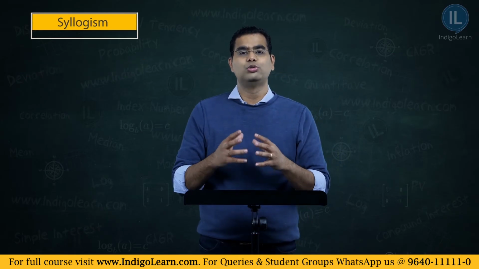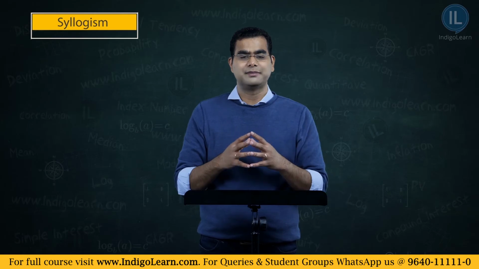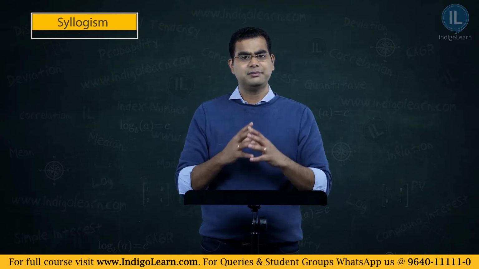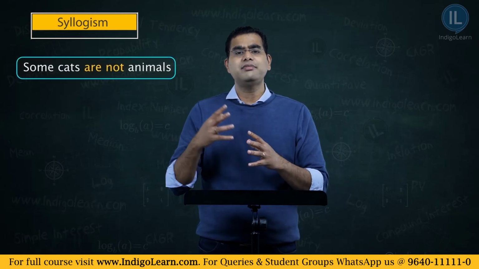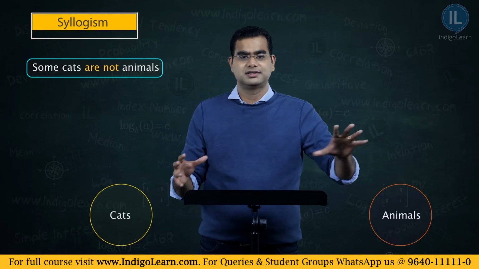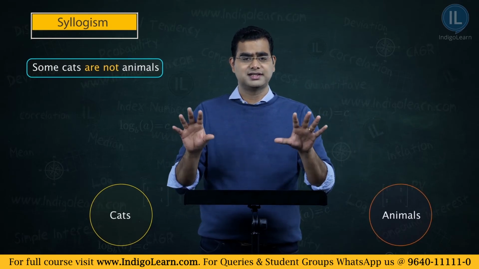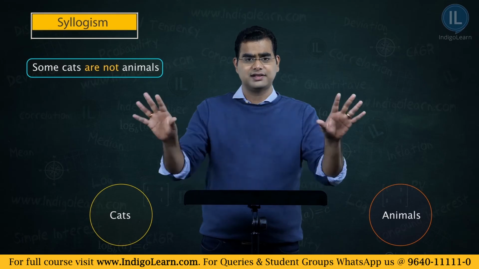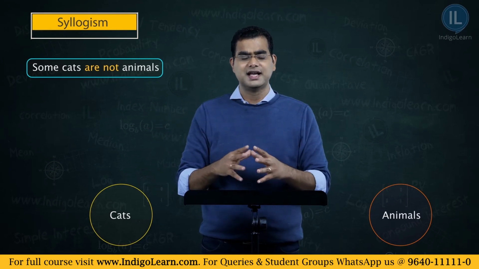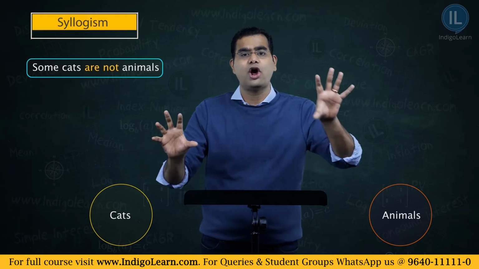Now, let us look at two more varieties in which usually the statements are made. One is, let us take the same example which says some cats are not animals. So, students, earlier we discussed the statement some cats are animals. Now, please erase that from your mind. This is the next statement which says there are some cats which are not animals.